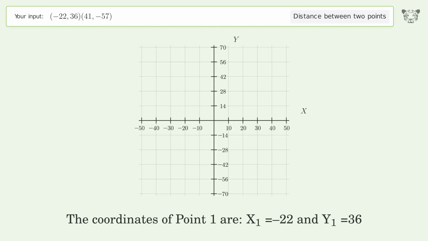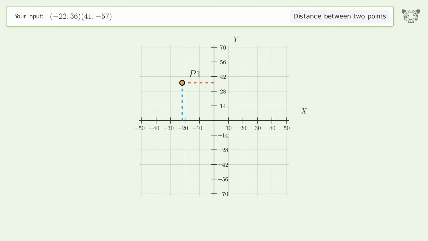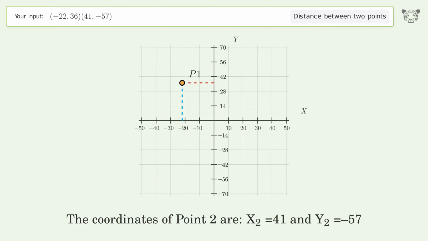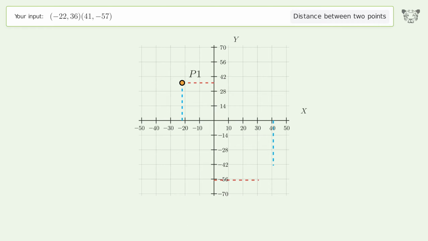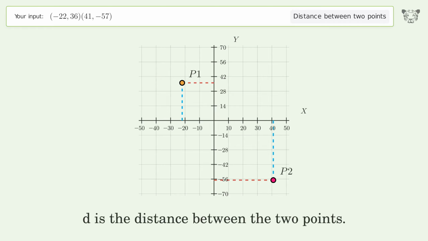The coordinates of point 1 are x1 equals -22 and y1 equals 36. The coordinates of point 2 are x2 equals 41 and y2 equals -57. D is the distance between the 2 points.